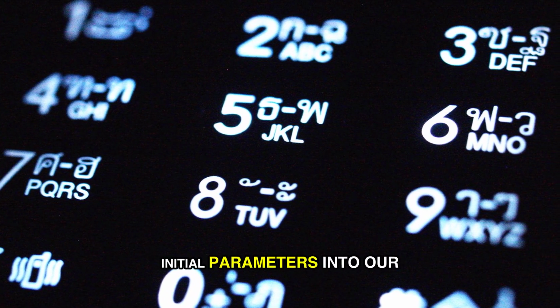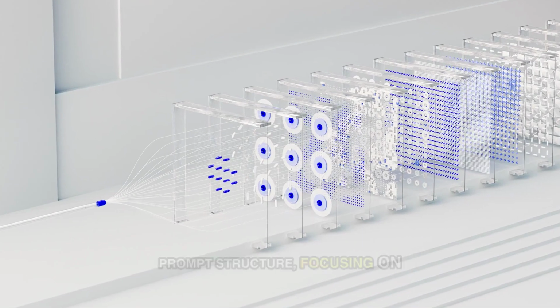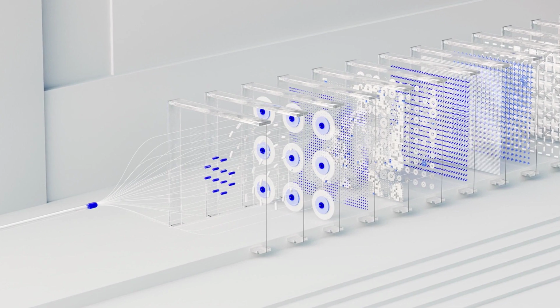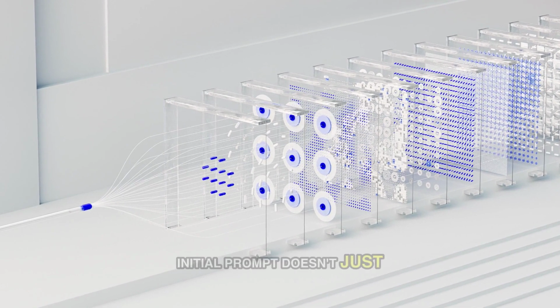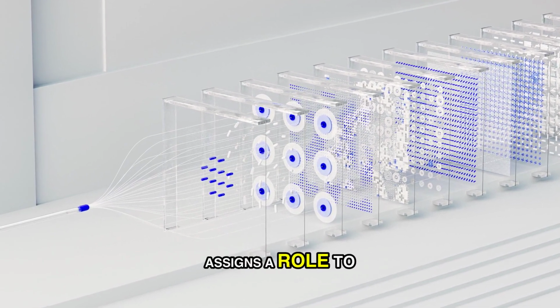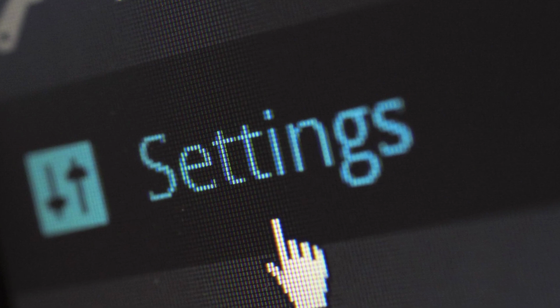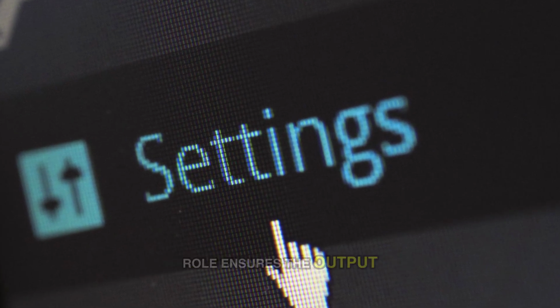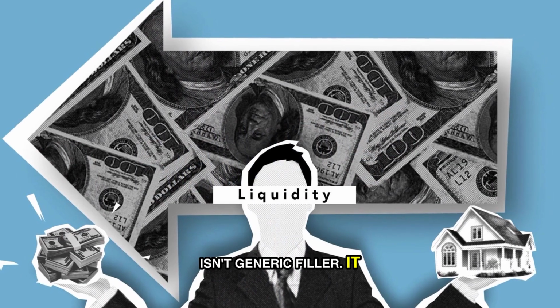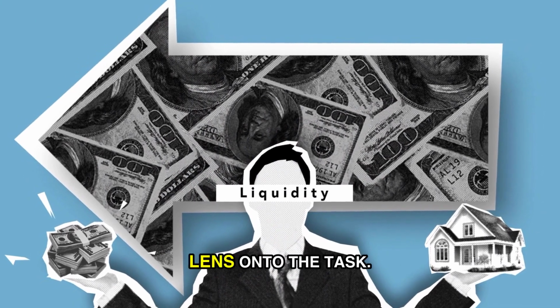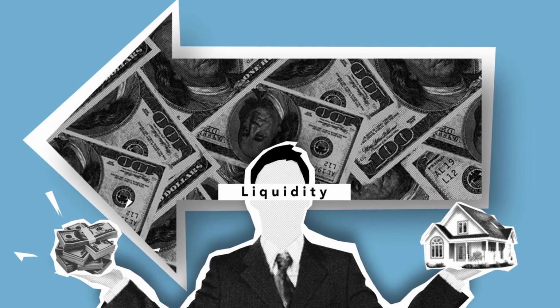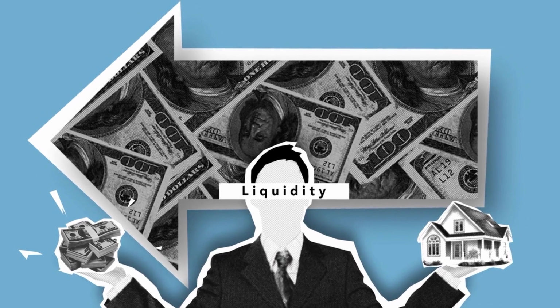We input the initial parameters into our prompt structure, focusing on clarity and constraint. Our initial prompt doesn't just ask for expansion, it assigns a role to the AI: you are a full-stack content marketing agency. This elevated role ensures the output isn't generic filler. It forces a strategic, commercial lens onto the task. The execution phase then cascades.